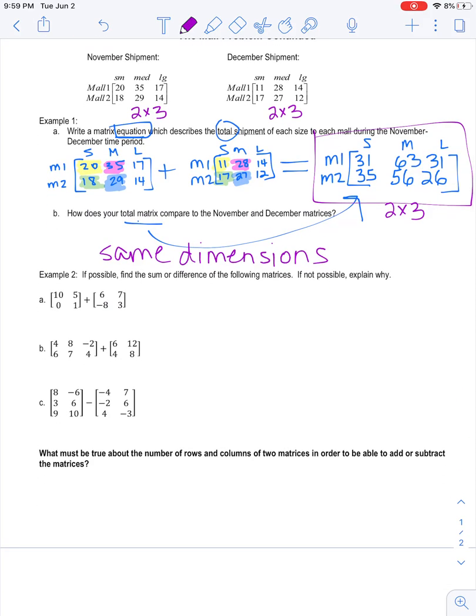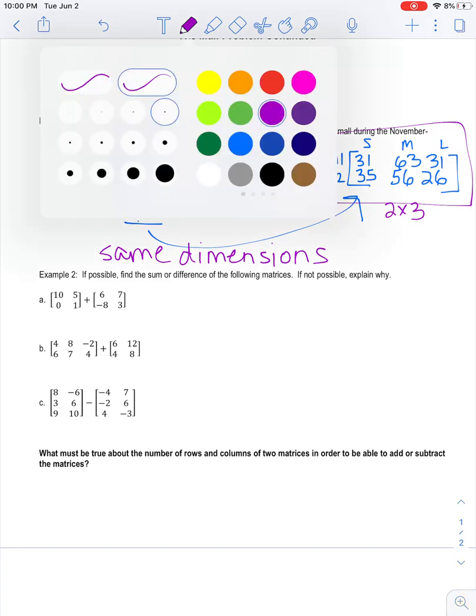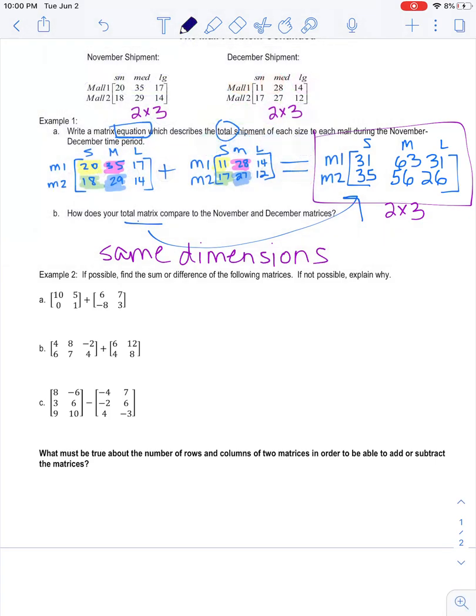So in order to add and subtract matrices, this must always be true. You must have the same dimensions, or else it's not possible because you have to match up those corresponding elements. So when we look at example 2, it says, if possible, find the sum or difference.